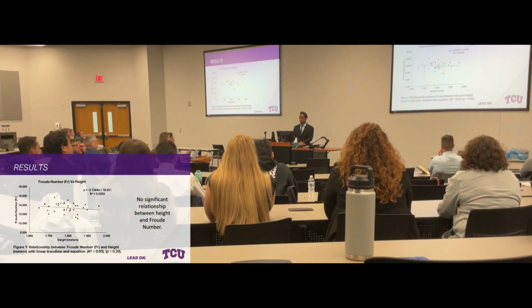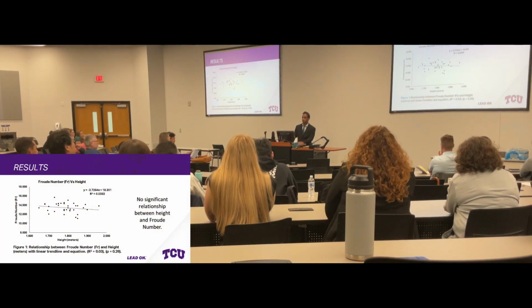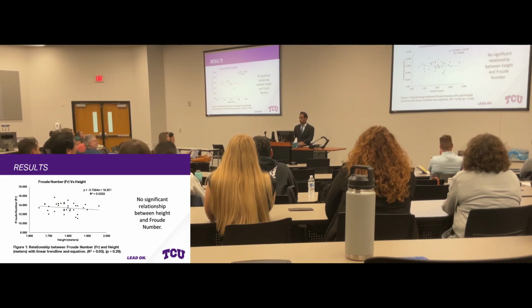So what did we find? On the y-axis, you have Froude number. On the x-axis, you have height. So what did we find? There was no relationship between Froude number and height. What does that tell us? That just means taller sprinters are not running fast because of their height.